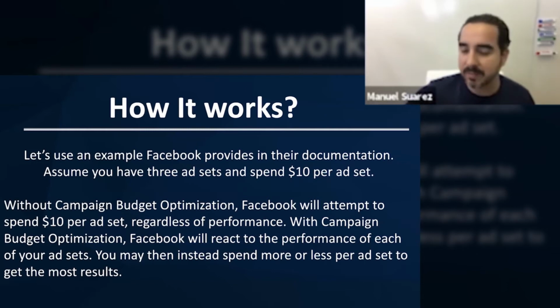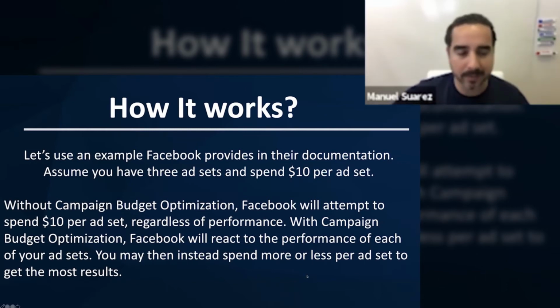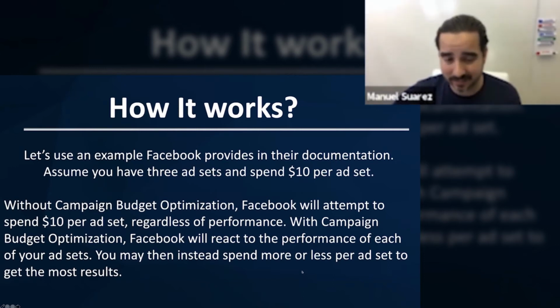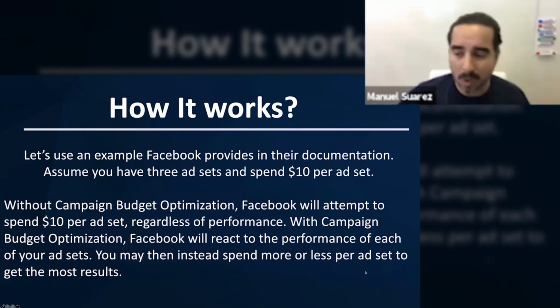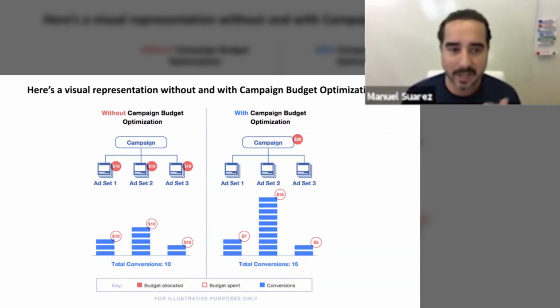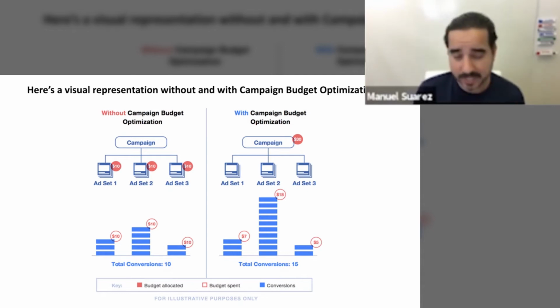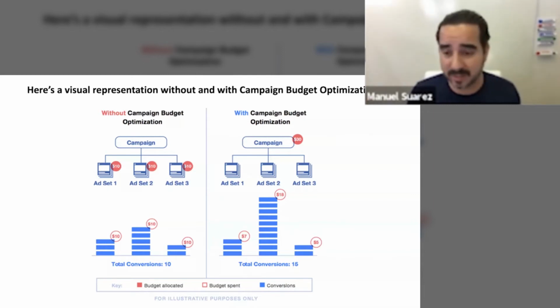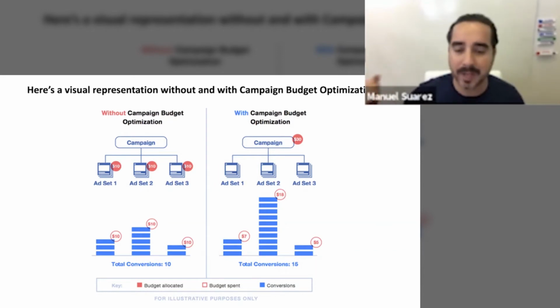With campaign budget optimization, Facebook will react to the performance of each of your ad sets. You might then instead spend more or less per ad set to get the most results. Pretty cool, right? Okay, good. So let me show you here a visual representation. So without CBO on the left side, campaign, you got ad set 1, 2, 3, 10, 10, 10. So you're getting conversions, a total of 10 conversions. Now, on the first ad set, you got 3 conversions and you spent $10. On the second one, you got 5 and you spent $10. On the third one, you got 2 conversions and you spent $10. Why would you spend the same amount of money on an audience that is not performing as well? Well, that's the way that it's been forever before CBO.